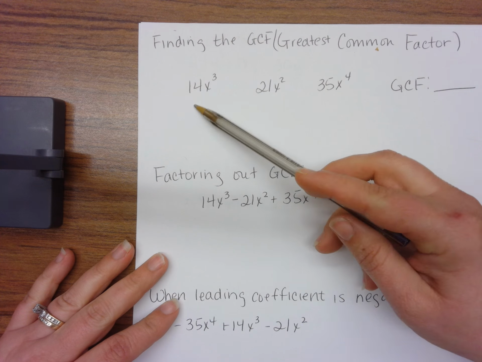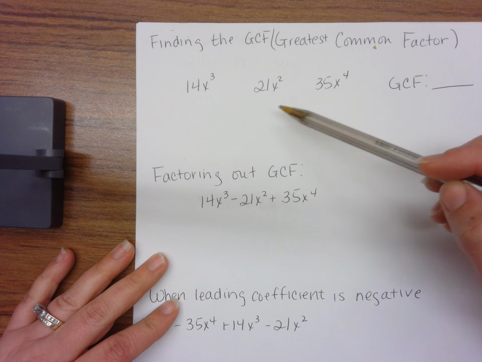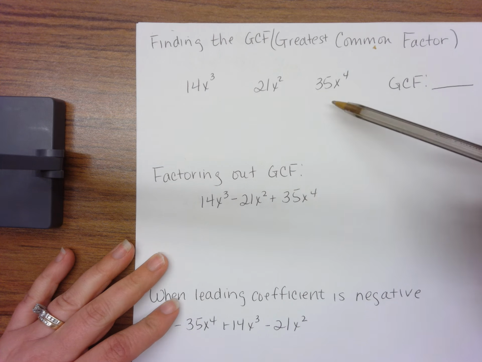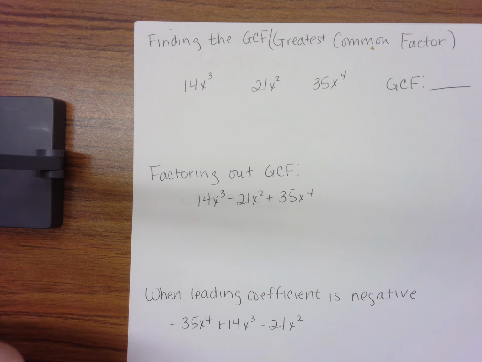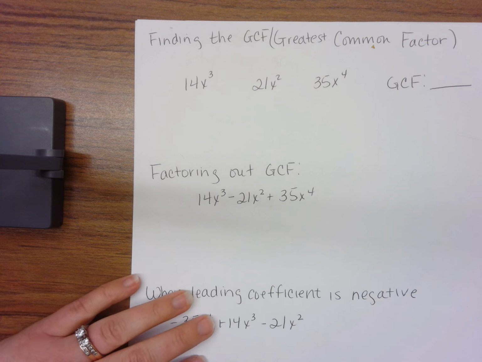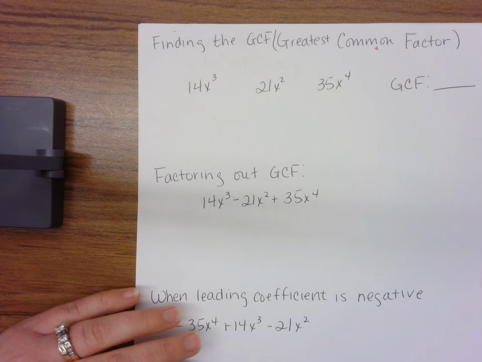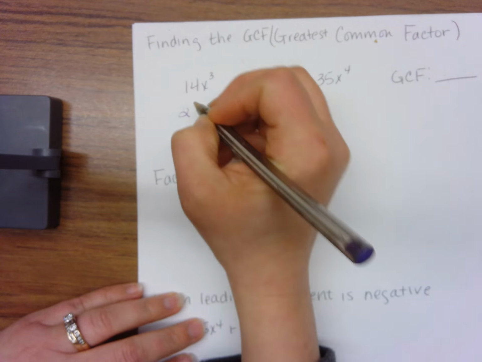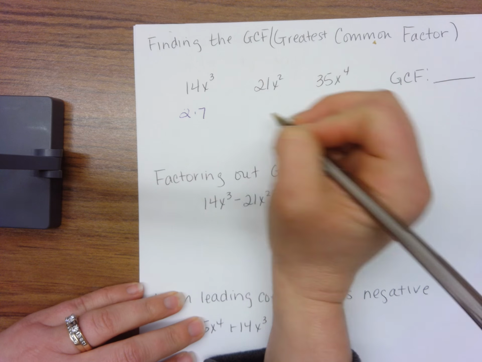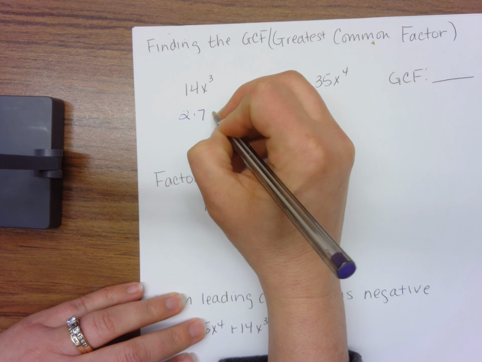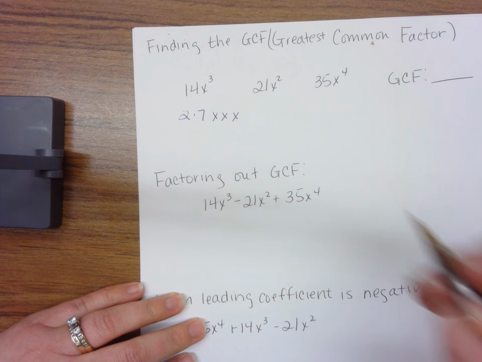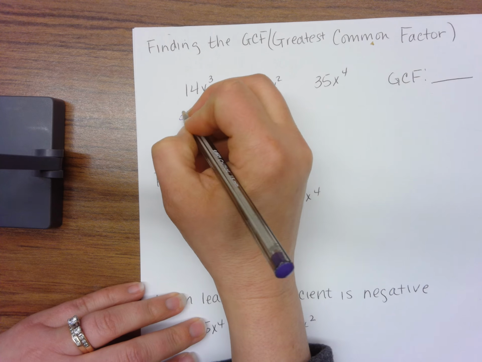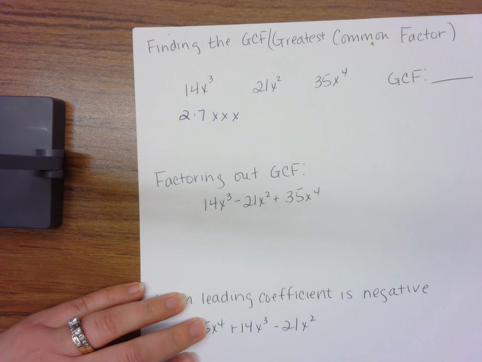terms. So if we look at these three individual terms, there's no pluses or minuses, they're just floating terms here. If I wanted to prime factor them, that means I'm going to write them as a series of multiplications until basically all my numbers are prime. So that would be 14 is 2 times 7, right? And then I can write the x cubed. It literally means x times x times x, 3 x's, right? So that's the prime factorization of 14x cubed.